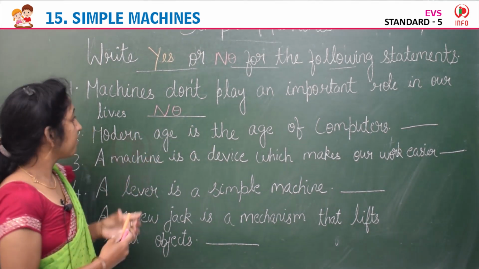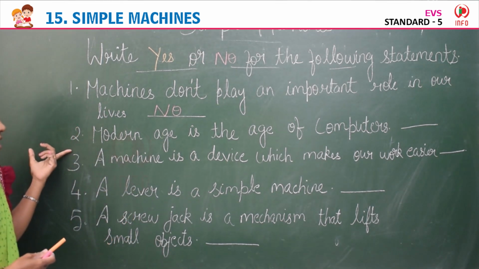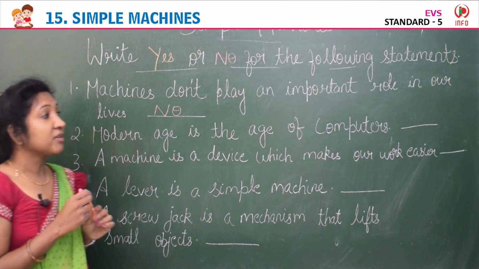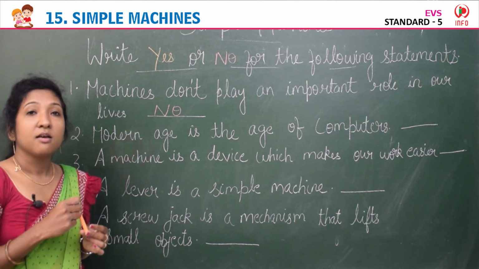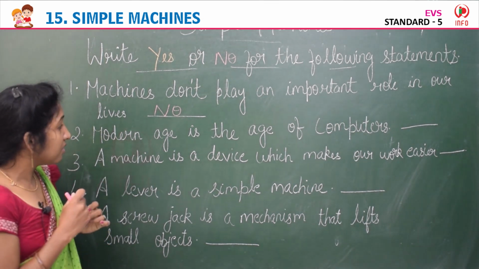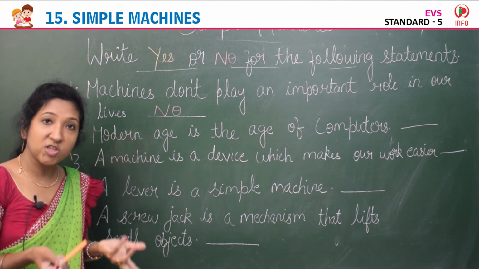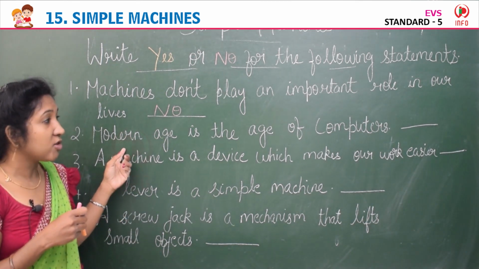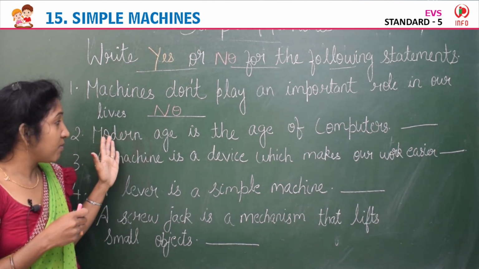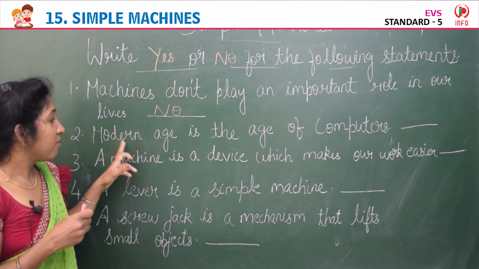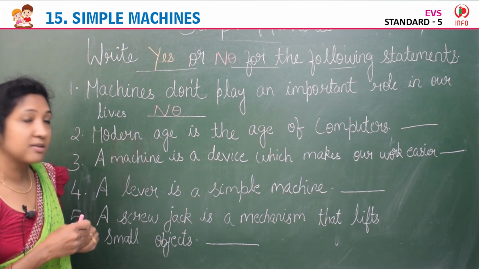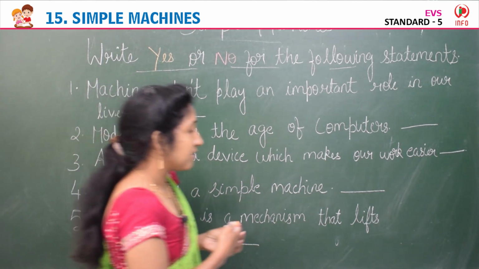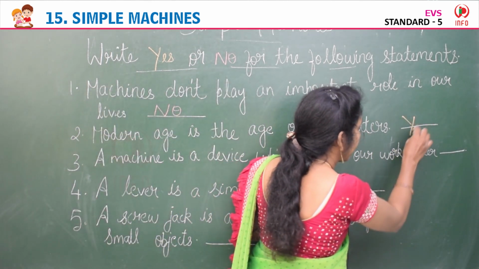Okay. Now coming to the next one. Modern age is the age of computers. Is the statement right or wrong? Modern age is the age of machines, we say. Computer is also a machine. So is it the age of computers? Modern age is the age of computers. It is right. So the answer is yes.